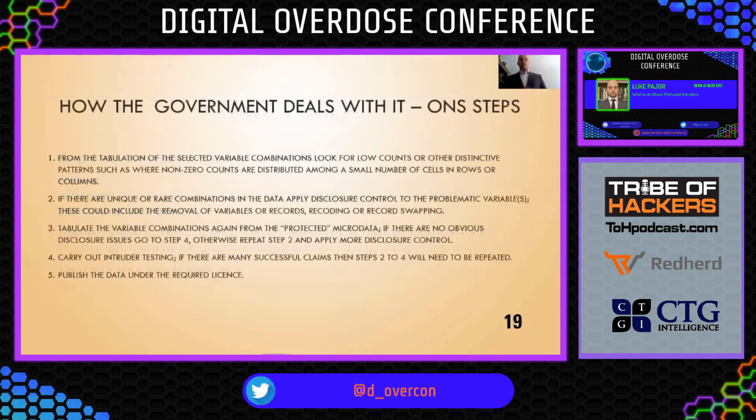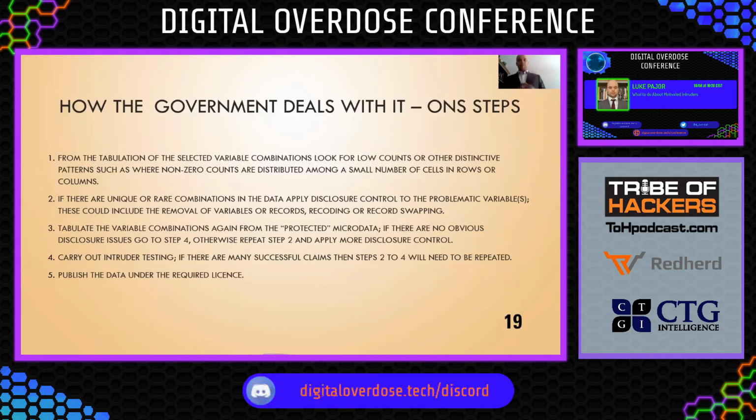So, moving on, as you can see, we've got 4 steps for how the ONS deal with it. They basically tabulate the data and variable combinations, and they look for low counts or distinctive patterns, such as where non-zero counts are distributed among a small number of cells in rows or columns. If there are unique or rare combinations in the data, they apply disclosure control to the problematic variable. These can include the removal of variables or records, recoding, or record swapping.